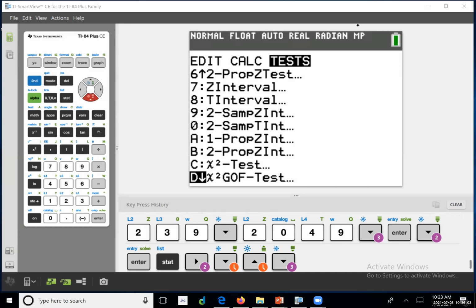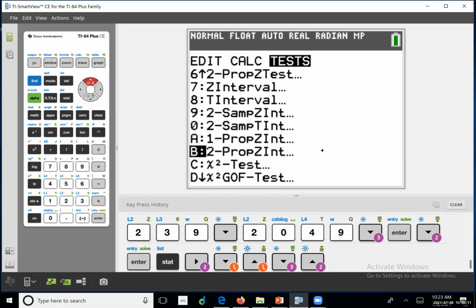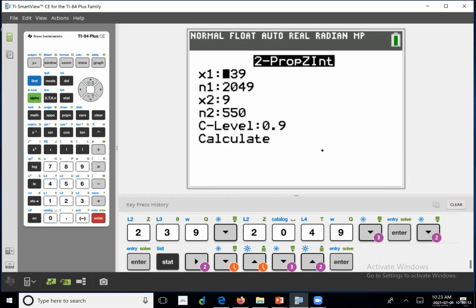Okay, great. So now let's go to 2 prop z interval. That was 2 prop z test because you were testing. Now you want to find an interval, you use interval. This is a confidence interval. Okay. So now you have x1, n1, x2, n2.